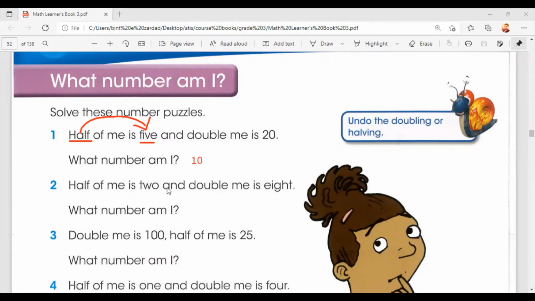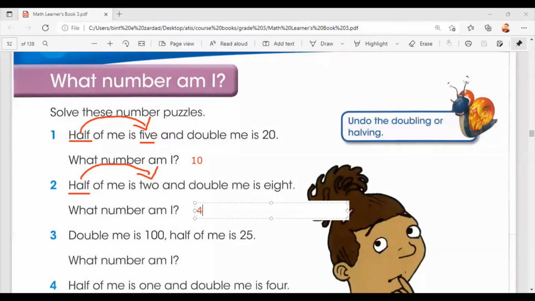Half of me is 2 and double me is 8. What number am I? Same method we are using. Half of me is 2. So instead of making it half, we are making it double. So what is the double of 2? It's 4.